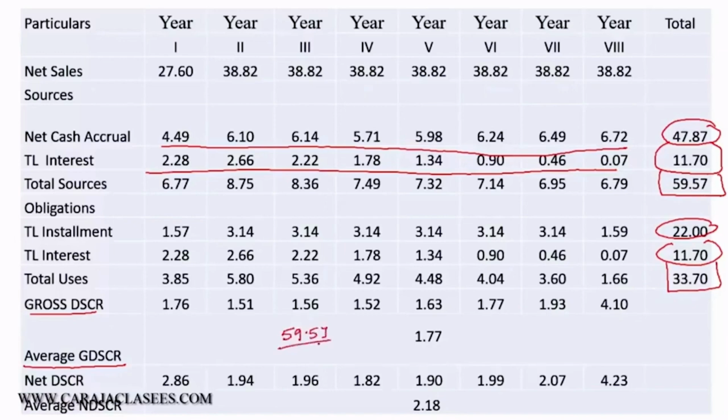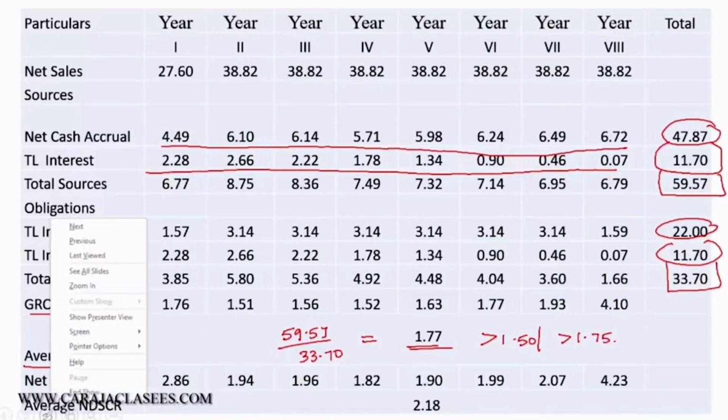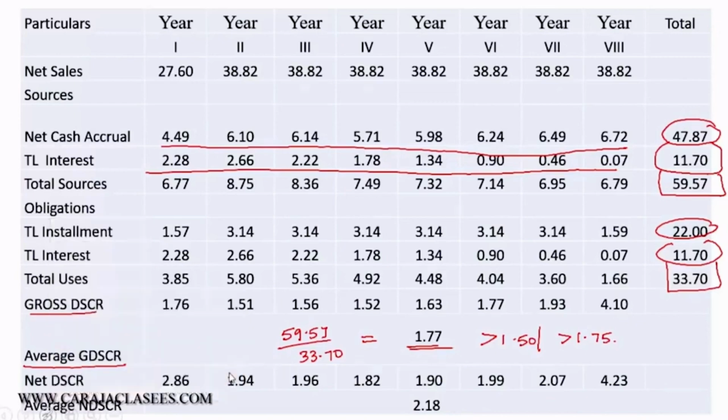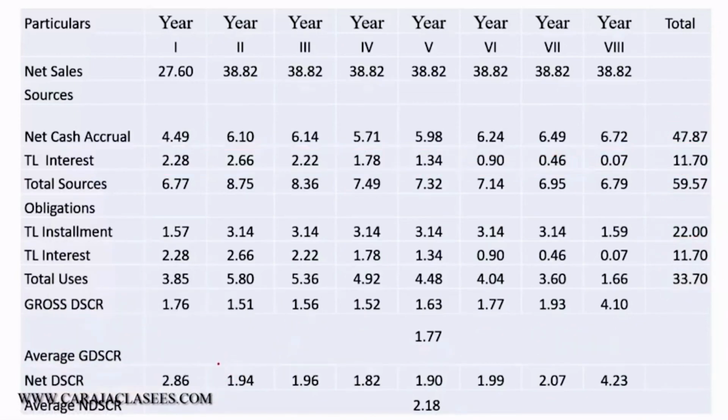59.57 divided by 33.70 gives you the ratio as 1.77. So gross average DSCR is greater than 1.5, which some public sector banks are okay with. It is also greater than 1.75. So gross average DSCR is expected to be satisfactory, but it is very close to the expected level. So sanctioning authorities may have some apprehension whether these numbers are really cooked up to get the minimum ratio. Okay, so you should have a solid justification whether these numbers are reasonable, whether these numbers are achievable.